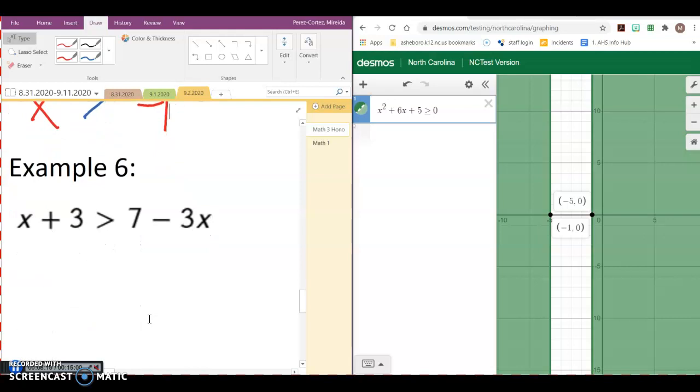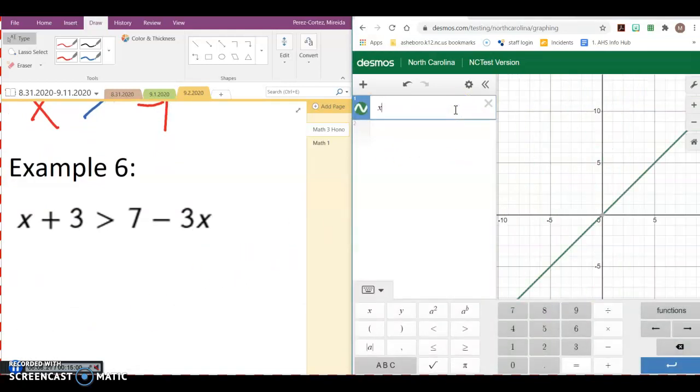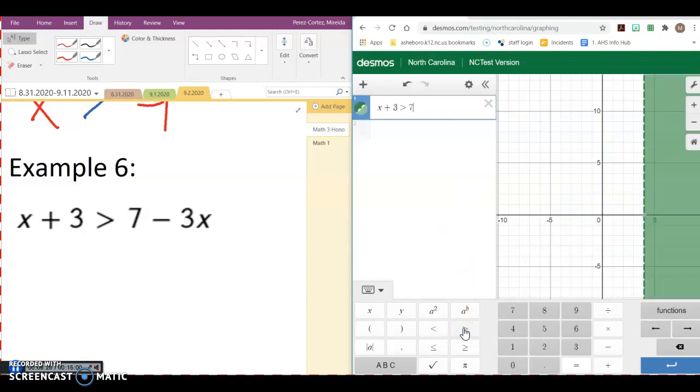All right, try number 6. Pause the video and try it while I type it in. And again, you're practicing putting this into Desmos.